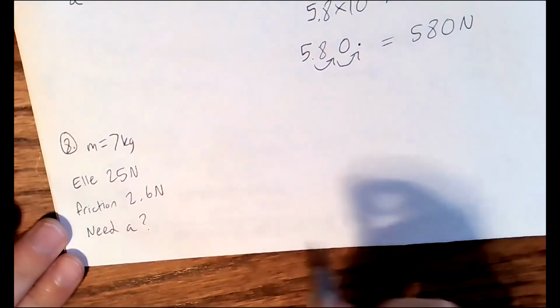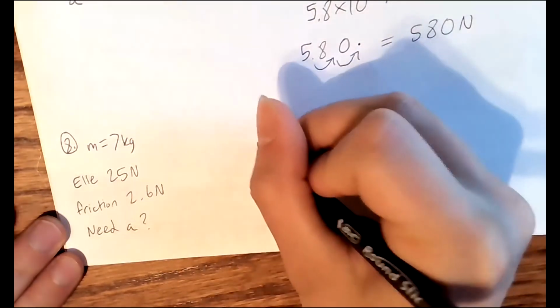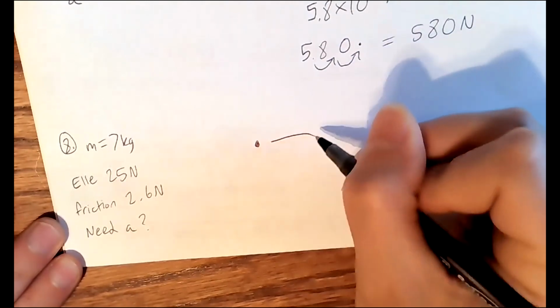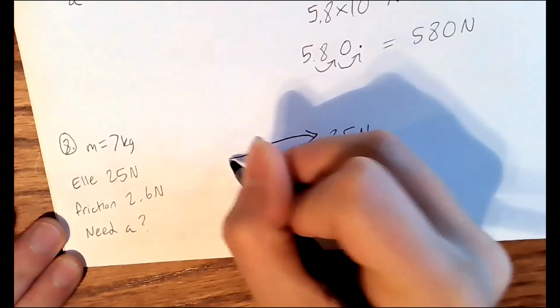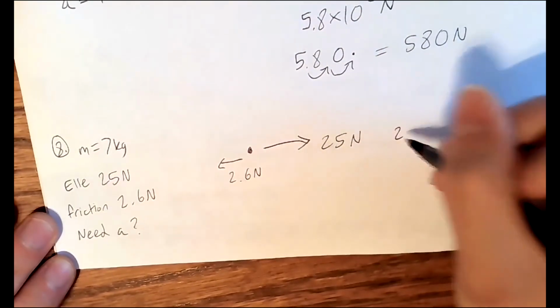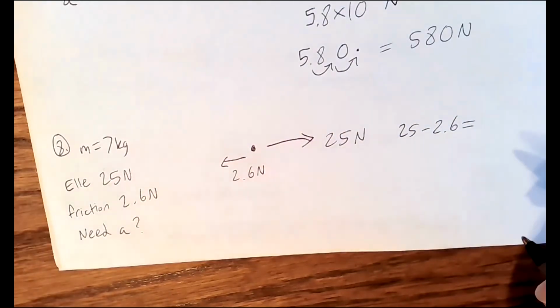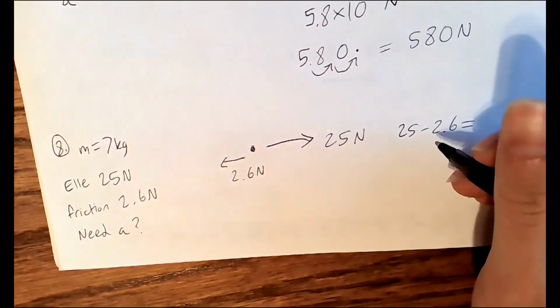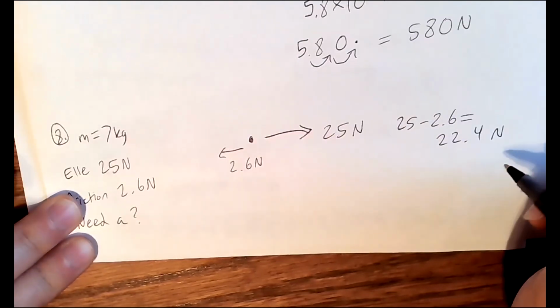So best thing to do is to draw it out. So the object, 7 kilograms. Bam, there's the object. She's pushing it this way, 25 newtons. There's some friction going the other way, 2.6 newtons. The net force would be 25 minus 2.6. And that would be 22.4 newtons going that way.